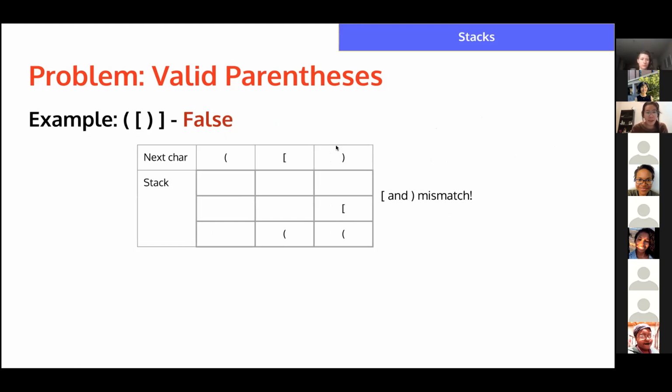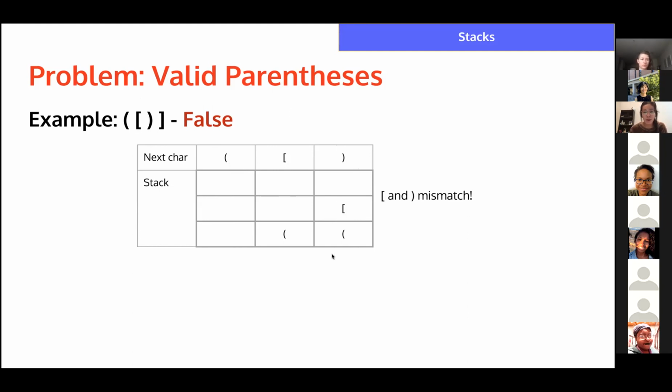This is the example that we described earlier. That is when there's an attempt to close a bracket of the wrong type. And it fails when we get to the third character in the string.